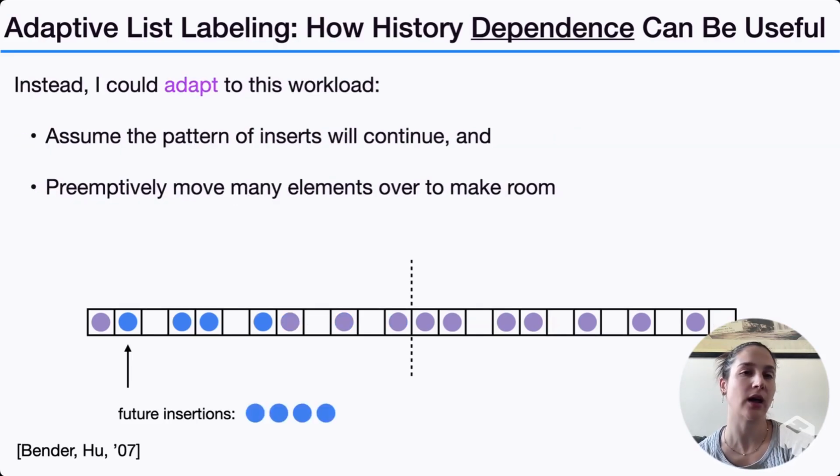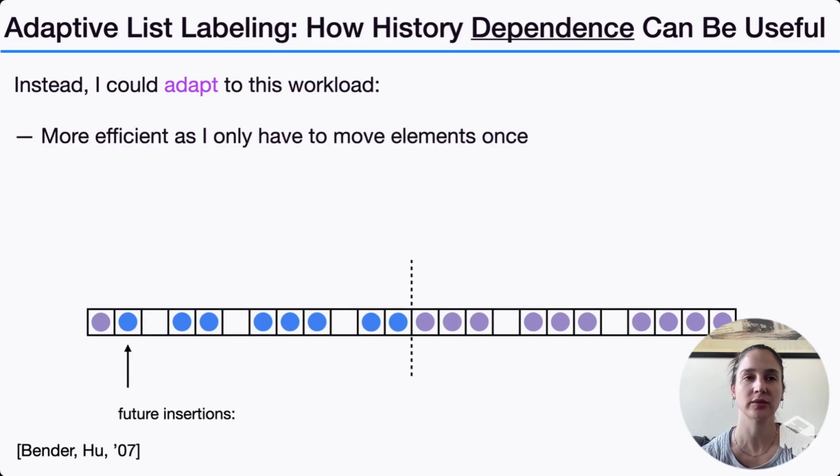So if instead I knew that my workload might belong to such a class, what I could do is observe a few inserts first, see that they're going left, and then know that this pattern of inserts is going to continue. And once again, what I would do in that case is preemptively move a bunch of elements away. And now the remaining inserts just get slotted in without having to do any additional moves. So this was a more efficient strategy for this algorithm, as I only had to move my elements once.